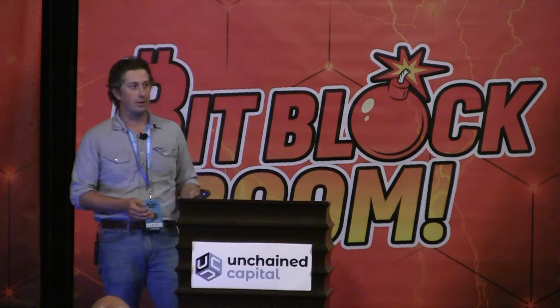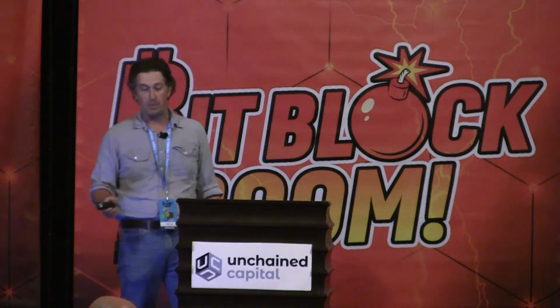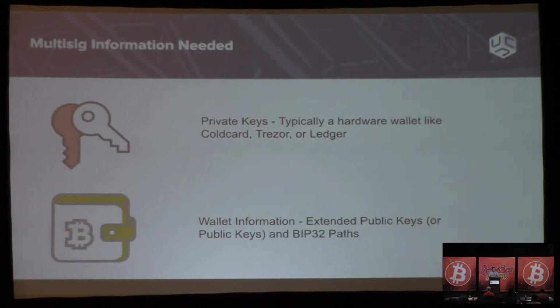What's not as intuitive is this second piece of information that you need. It's the extended public keys, the XPubs, or pub keys, and BIP32 paths. Now that sounds kind of terrifying, but I promise, it'll make sense and it'll be easy.